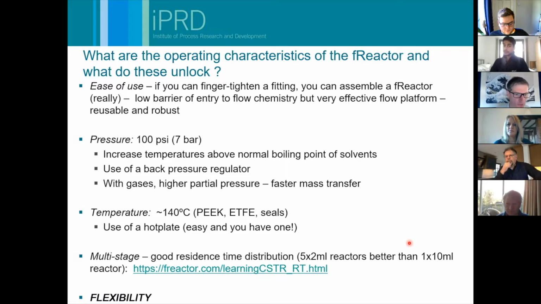It's reusable and robust. There's a pressure limit of 100 psi, so a 7-bar pressure limit on those. Why that's important is because to push our reaction rates, we generally want to go hotter with our reactions, and many of our solvents will boil before the temperatures we ideally want to reach. So by putting a back pressure regulator on the end, you're increasing the pressure within the system, and the boiling point of your solvents also goes up. It allows you to access higher temperatures and faster rates. That's why we tend to use back pressure regulators.